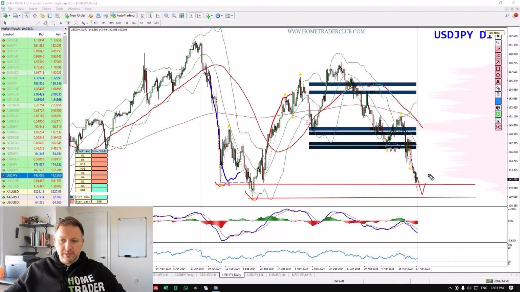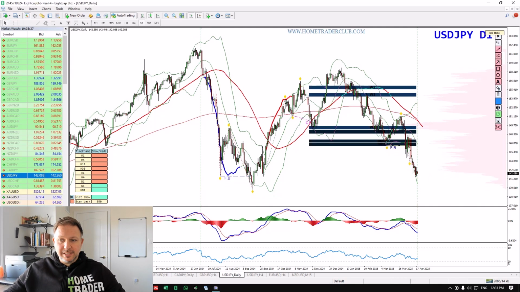Very possible to see dollar yen trying some deeper bounces there, but at the moment there are no signs against us. It is a bearish trend. The momentum here is bearish, so rallies to be sold, as simple as that.